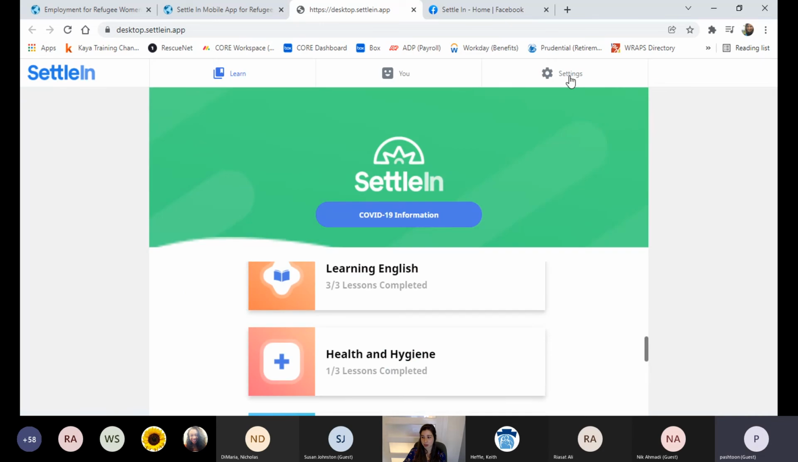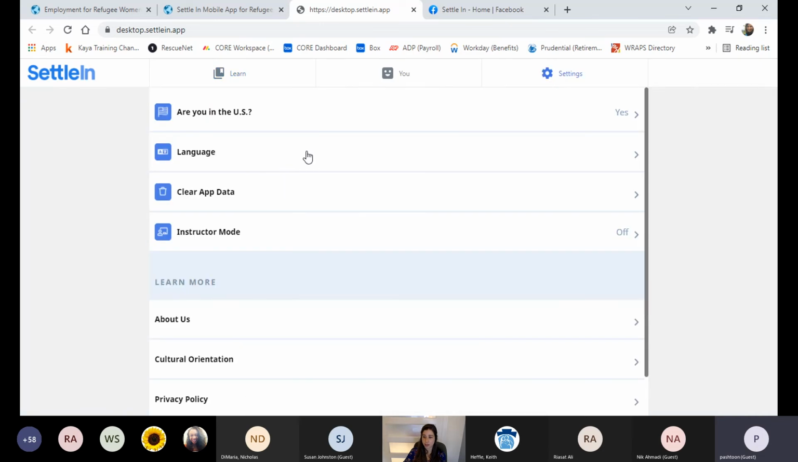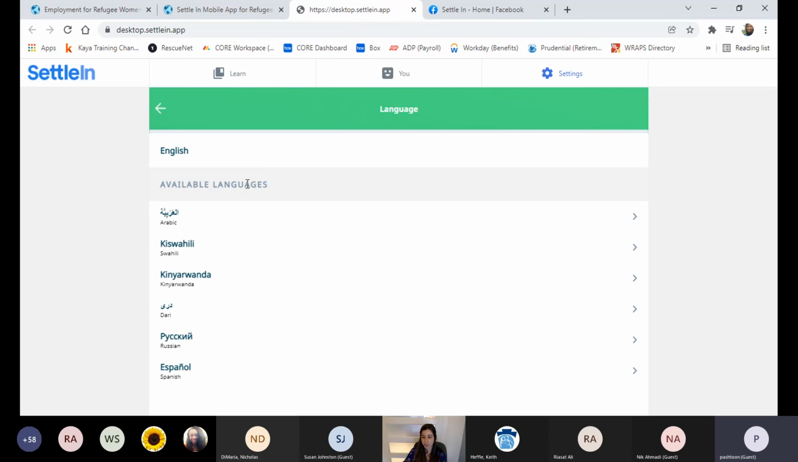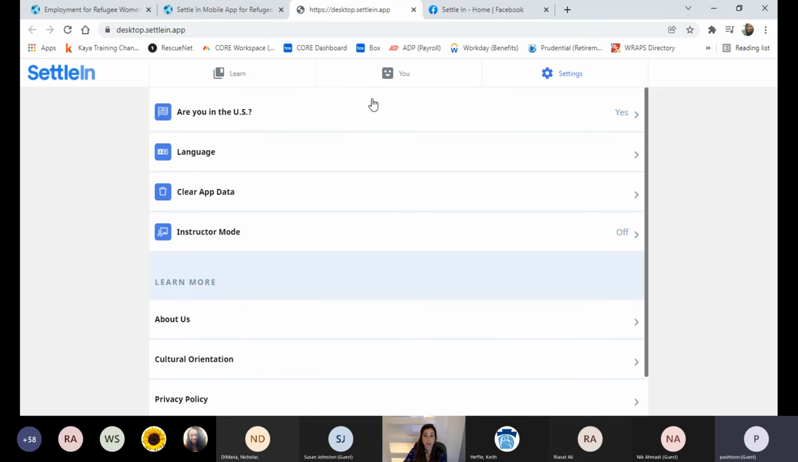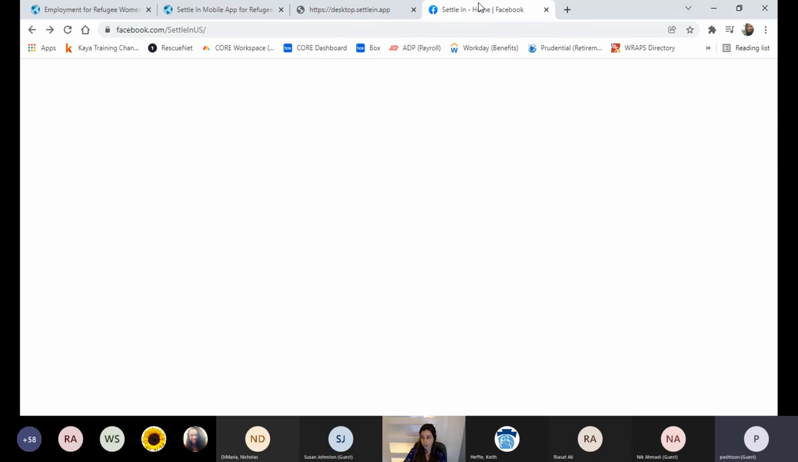This is also available in all the languages that I showed you. So when you go to settings, you click language, you'll be able to choose a different language if it's needed. When you log on for the first time, you'll choose the language. Since I've already enrolled and set English as my preference, that's why it's being showed that way right now.